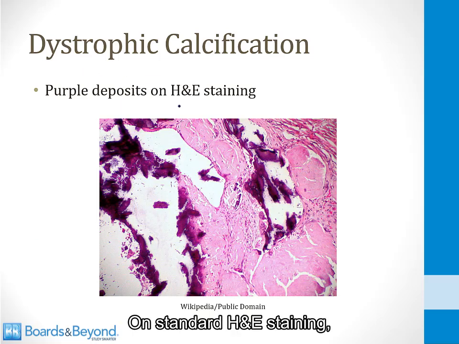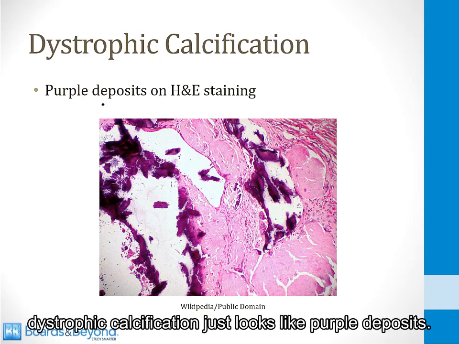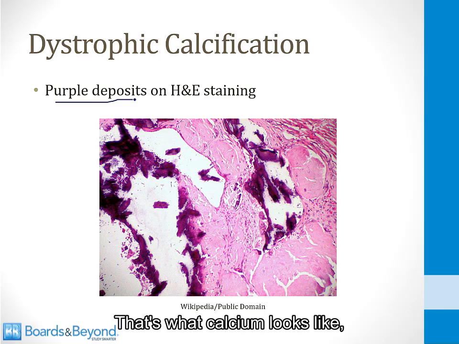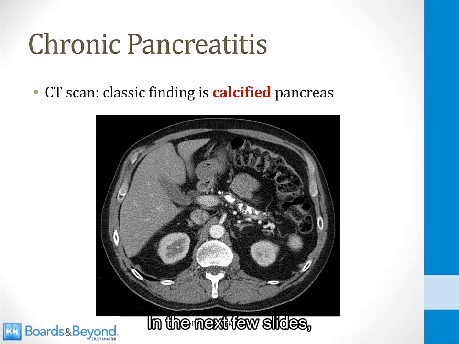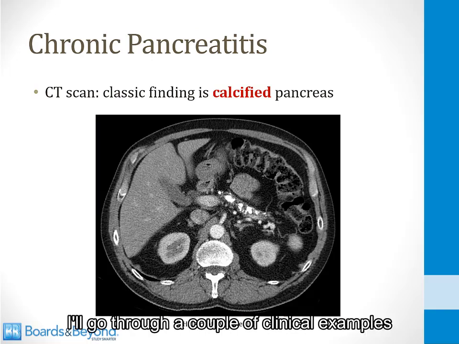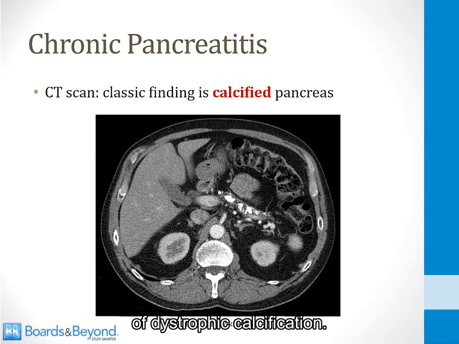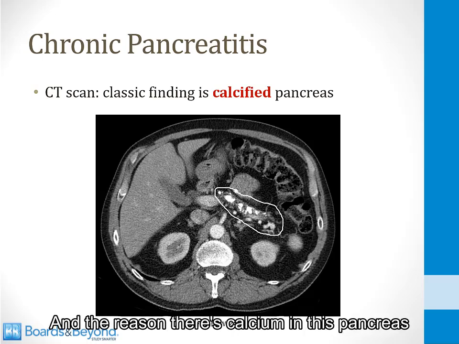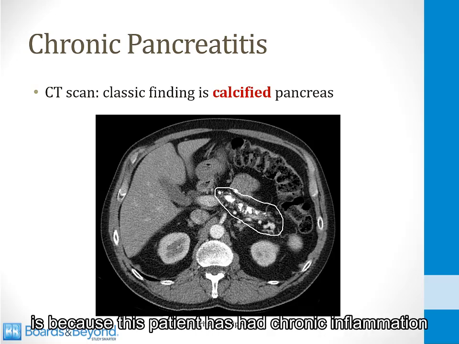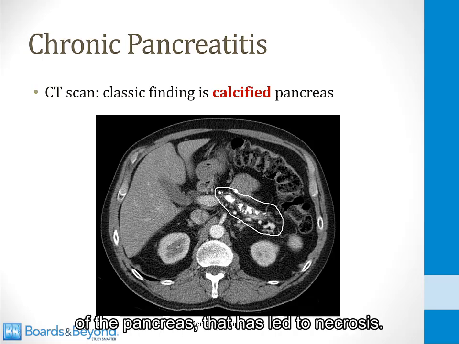On standard H&E staining, dystrophic calcification just looks like purple deposits. That's what calcium looks like, and this is an example of it shown on the screen here. In the next few slides, I'll go through a couple of clinical examples of dystrophic calcification. One of them is chronic pancreatitis. The classic finding on CT scan is a calcified pancreas. This is a picture of one on the screen here. And the reason there is calcium in this pancreas is because this patient has had chronic inflammation of the pancreas. That has led to necrosis, and necrosis leads to dystrophic calcification.